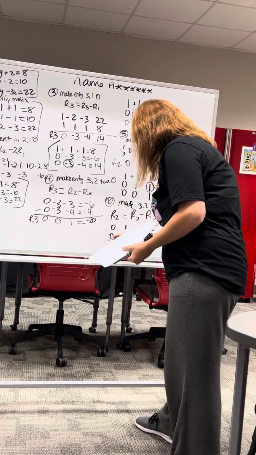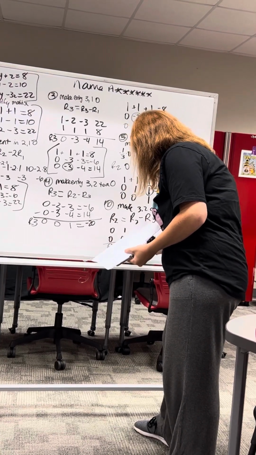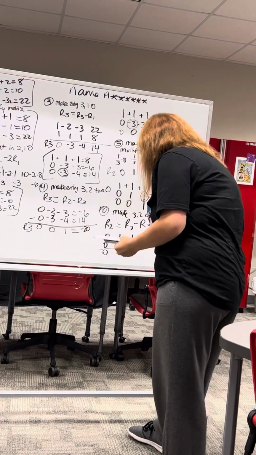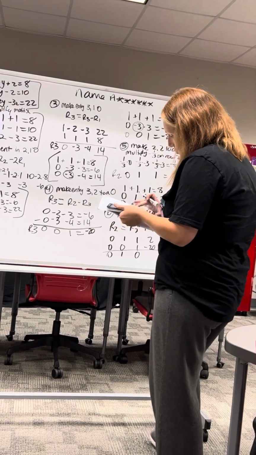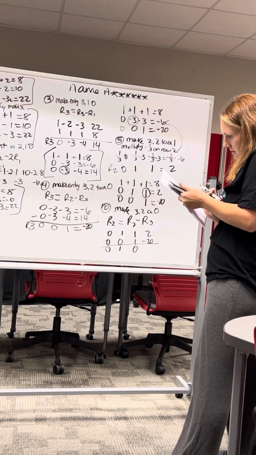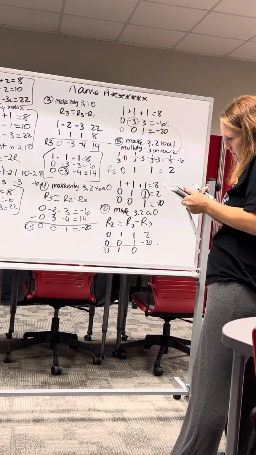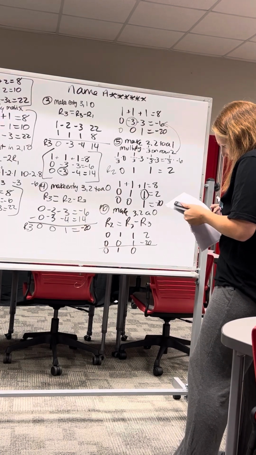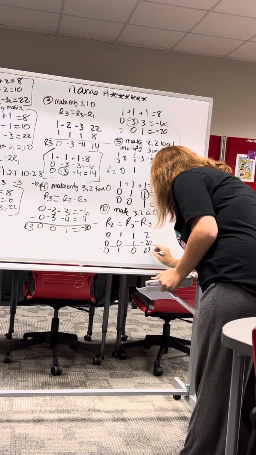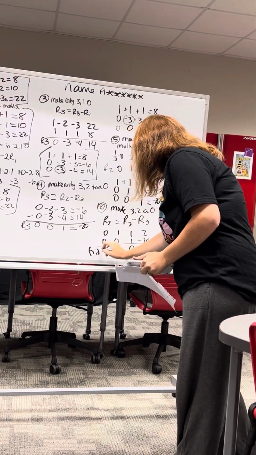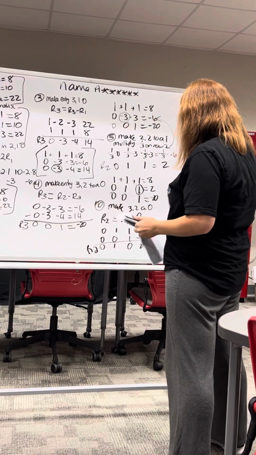Okay, so 0, 0 is 0. 1 minus 0 is 1. 1 minus 1 is 0. And 2 minus -20 is going to be 22. So this is now going to be your row 2. So I'm going to rewrite it.